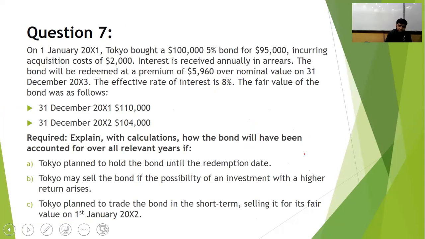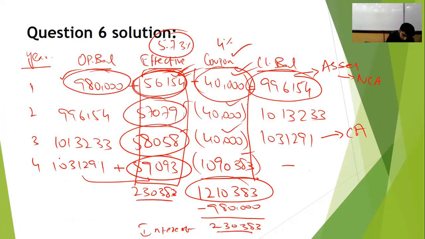Another question we have, that is question number 7. Yes, Mustafa, exactly, you are perfectly right. One more thing which I can do here: that is 12103383. If I can have a breakup of this one, we have 40,000, that is the coupon amount. The rest, if I deduct, can you please make a difference of it? 12103383 minus 40,000. What will be the balance amount?